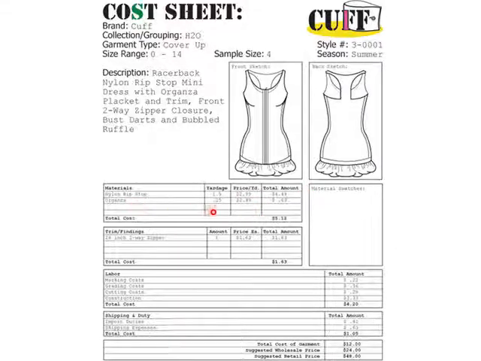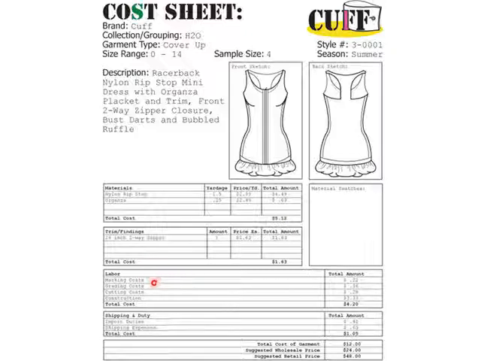The organza fabric, they only need a quarter of a yard. It's $2.50 for a yard, and it costs 63 cents. And they do that for every single thing. So we'll go down, here's the fabric, and then we go down to trim. They need a zipper, and the zipper costs $1.63. Then they go down to labor.